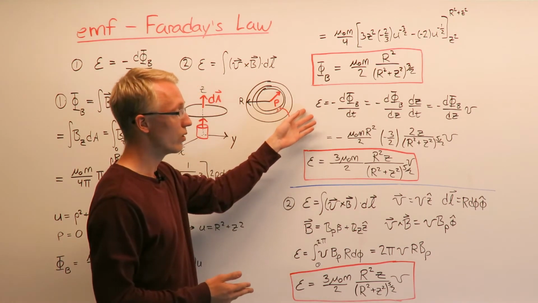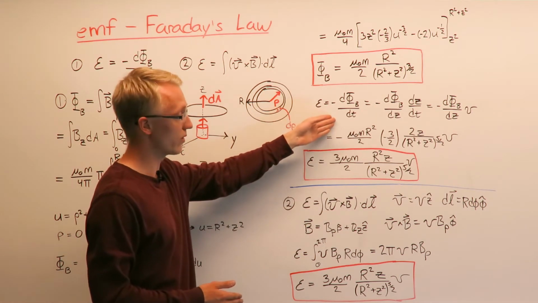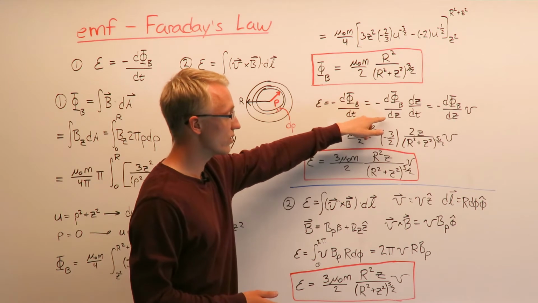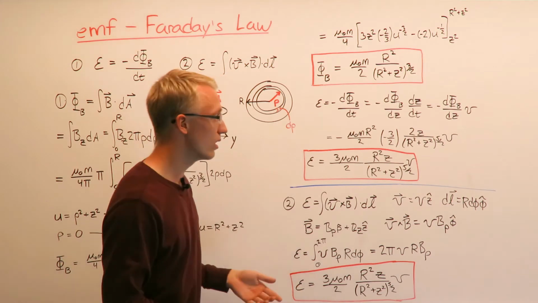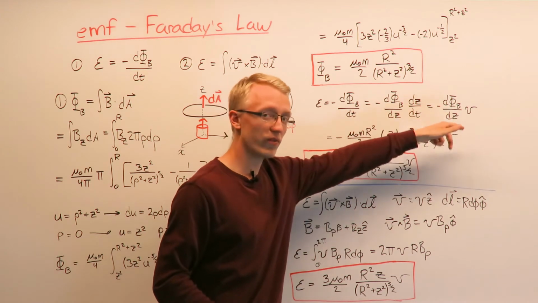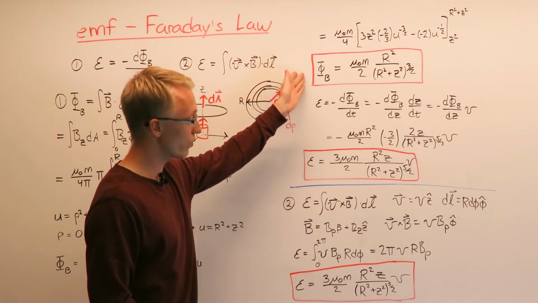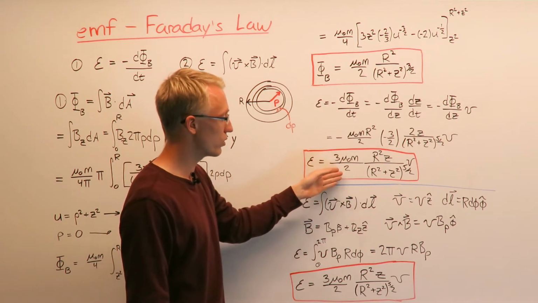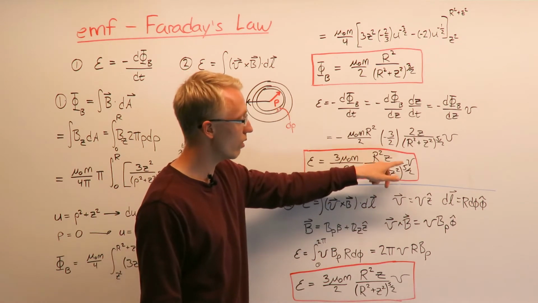Now that we have the flux, we can find the EMF. We know that the EMF is equal to the negative time derivative of the flux, but using chain rule, we can rewrite this as negative d phi/dz times dz/dt. dz/dt is actually just the velocity, so we get that EMF is equal to negative d phi/dz times v. If we plug in the flux that we just calculated and take the derivative, we get that the EMF is equal to 3 mu naught m over 2 times r squared z over (r squared plus z squared) to the 5/2, all times v.